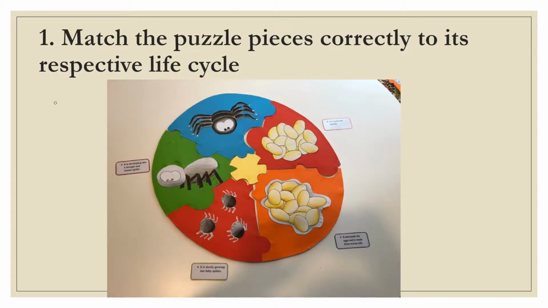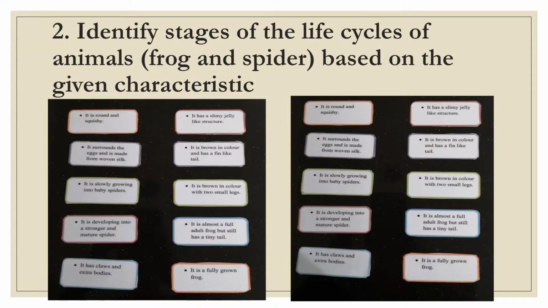The first learning outcome can be measured when the students are able to match the puzzles accordingly and correctly to form the life cycle of a frog and a spider. The second learning outcome can be measured when the students are able to identify the stages of life cycles by referring to the list of characteristics of each stage provided.